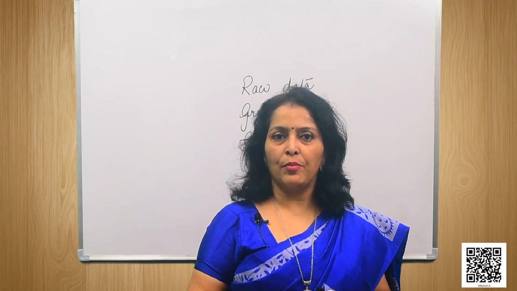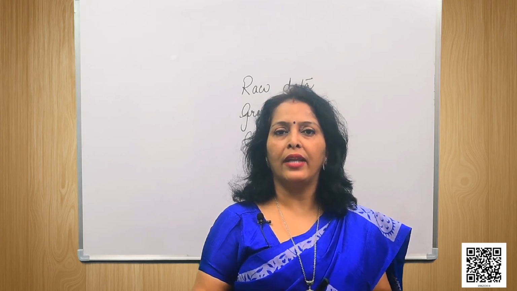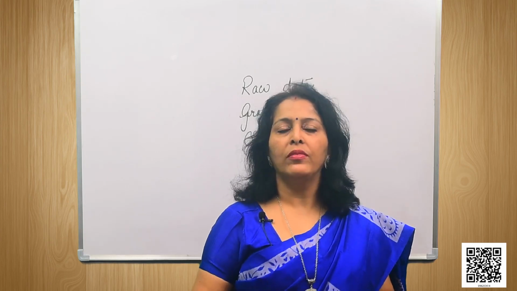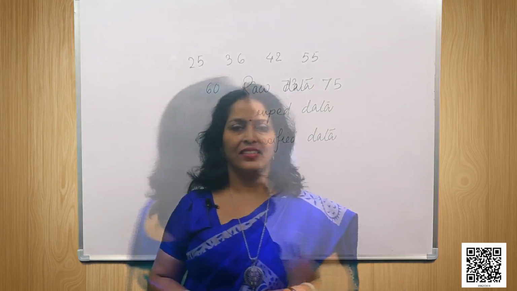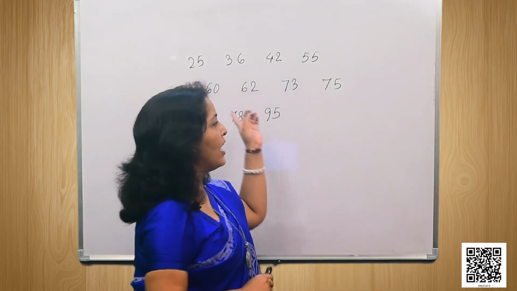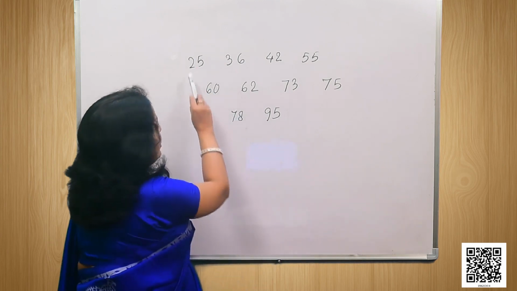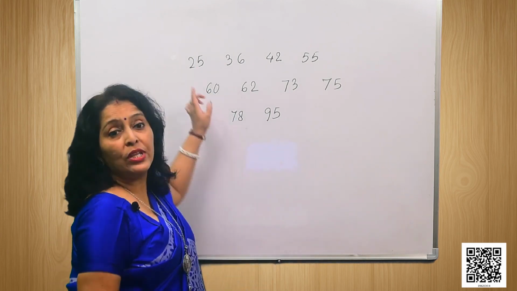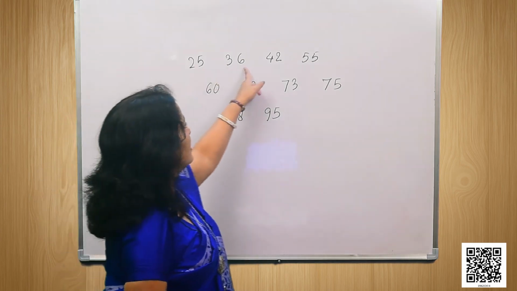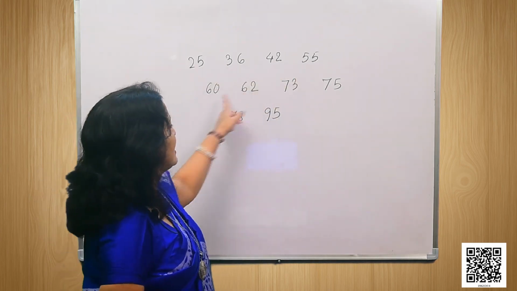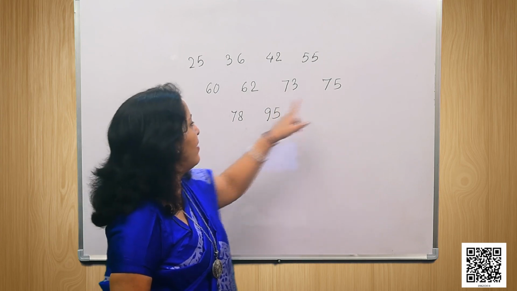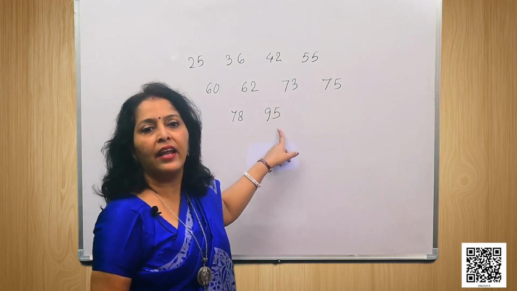So, we will discuss about it, but for that let me write the numbers in the ascending form on the board. Okay, now I have written the numbers in the ascending form. Just check. Here I have written 24, which is the lowest one first, and then 36, 42, 55, 60, 62, 73, 75, 78 and 95.